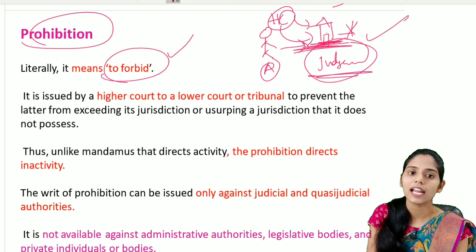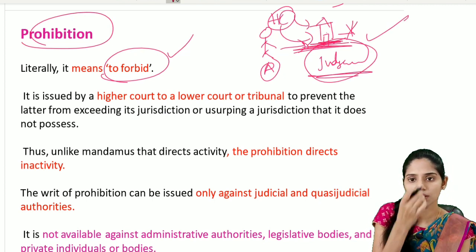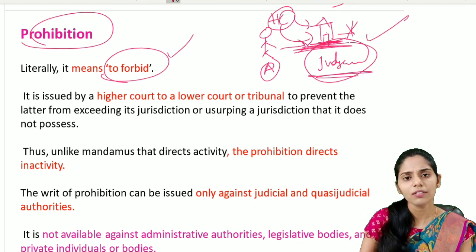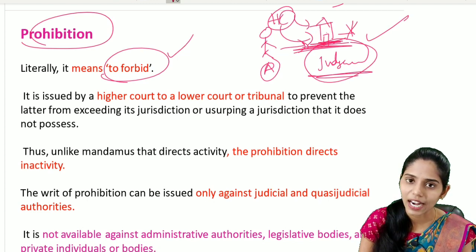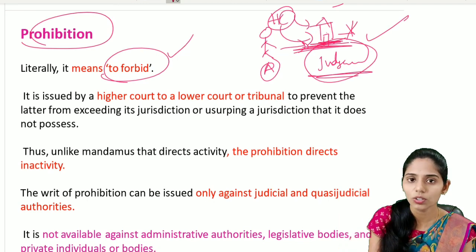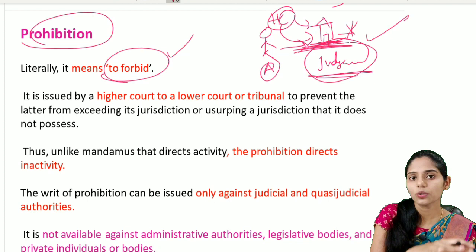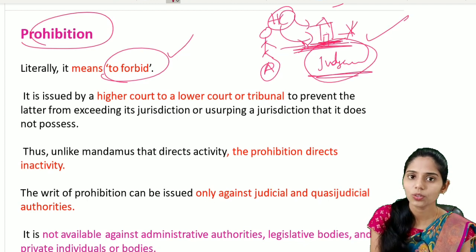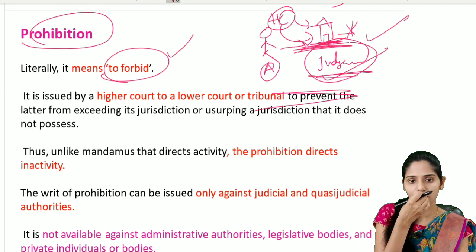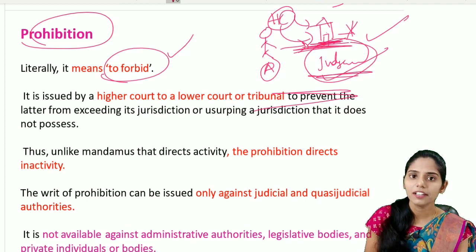So this is how to understand prohibition, okay. When a person moves to the court, and the judgment of that case is beyond the jurisdiction of that court, then the higher court will give the prohibition to this lower court, such that no further judgment will happen in this court. So this literally means forbid.